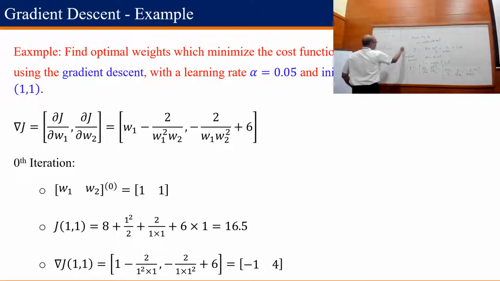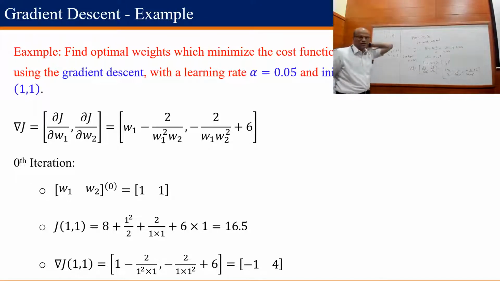J of (1, 1) is 8 plus half plus 2 plus 6. That is 16 and a half. Okay, correct. So this is 16 and a half.